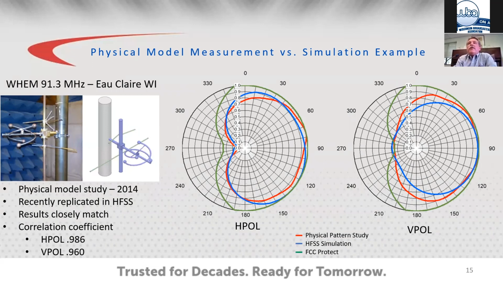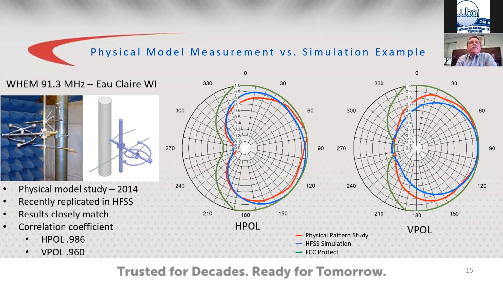Here's an example of a study done in Wisconsin, WHEM in Eau Claire. The original range measurement was done in 2014. And on the right is a picture of the scaled model showing the parasitics. What we did was we recently replicated that final geometry in HFSS, which is the model that you see a little bit to the right of the photo. The results of the pattern comparison are shown to the right.